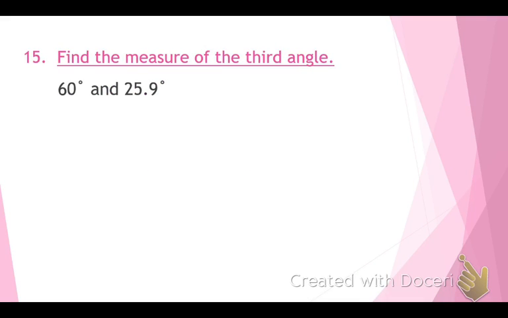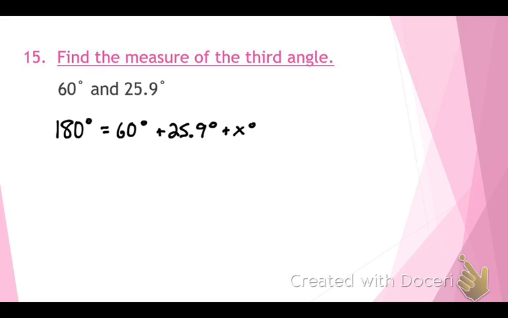Next up, find the measure of the third angle. So basically what I've got here is a triangle. One of them 60 degrees, the other one is 25.9 degrees. Let's review. What do we know about how many degrees are in a triangle? 180 degrees. So I know that's going to be the total, and I know one of the angles is 60 degrees, one of them is 25.9, and the other one is a mystery.